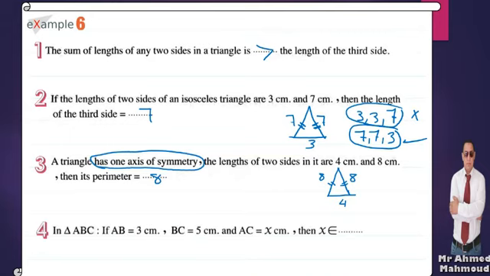Number 4, triangle ABC, AB equals 3, BC equals 5 and AC equals X. Okay, then X belongs to what? Here we have the lengths of two sides 3 and 5. Then X belongs to the open interval 5 minus 3 equals 2 and 5 plus 3 equals 8.